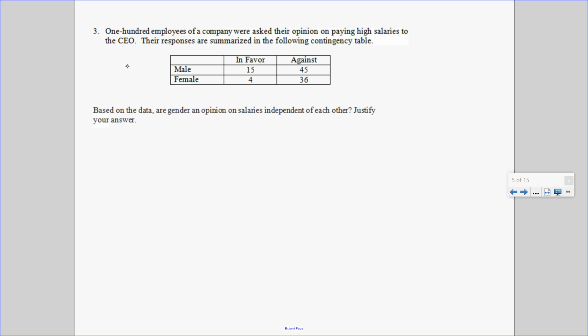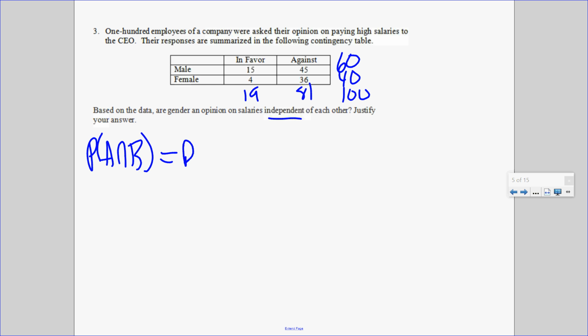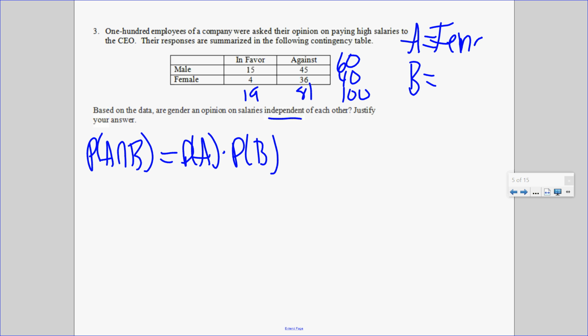Okay, now that you tried number 3 on your own, I'm going to total everything up. 60, 40, 19, 81, 100. You want to know if they're independent. P of A and B equals P of A times P of B. Let's choose what we want A and B to represent. Gender and opinion. Let's go back to female. And let's go in favor.